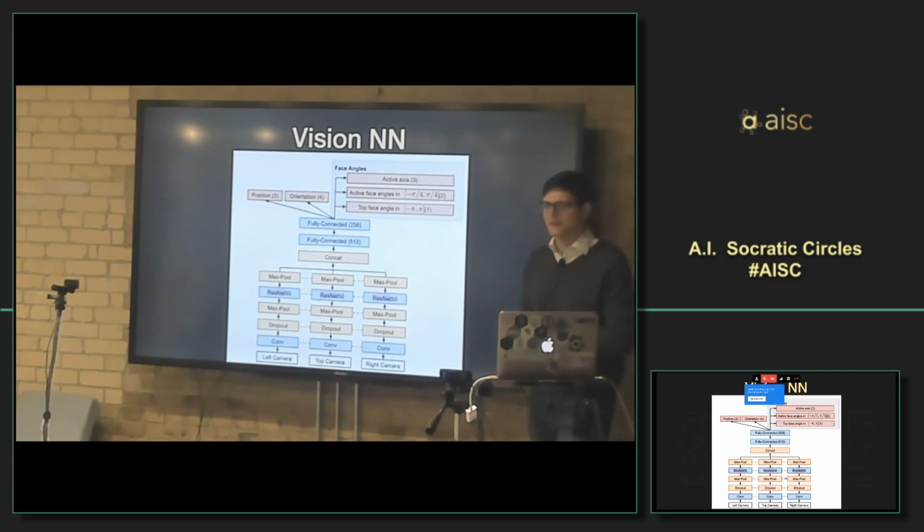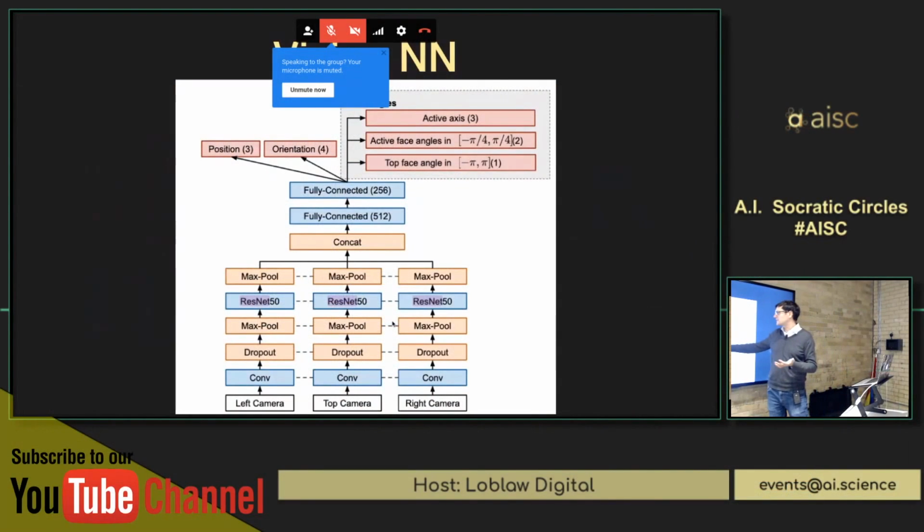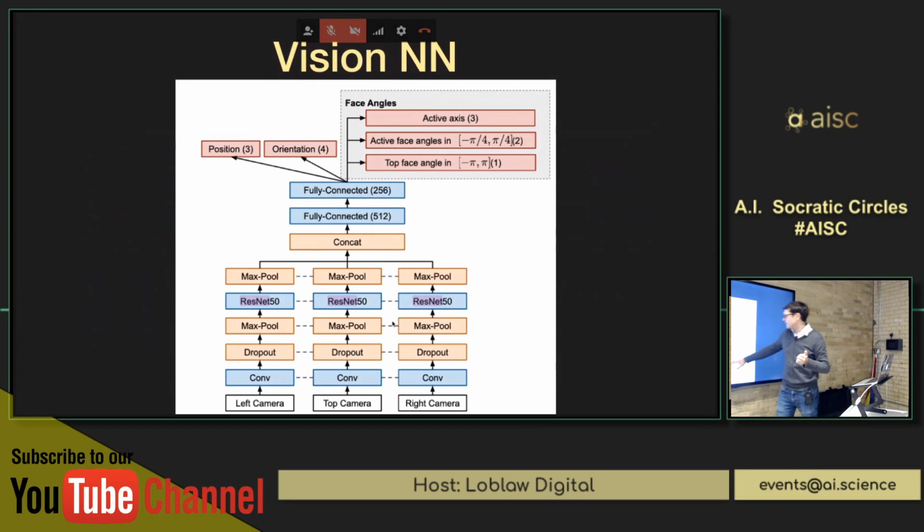And this is how the vision neural network looks, if you want to see. It has the left camera, top camera, right camera, does convolution and pooling, makes a big layer, then has two fully connected layers, and then some 7 outputs go up for the position and orientation, and then they have some for the axis, for the faces.